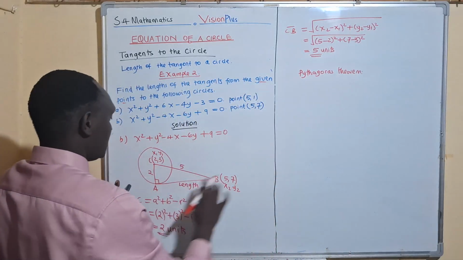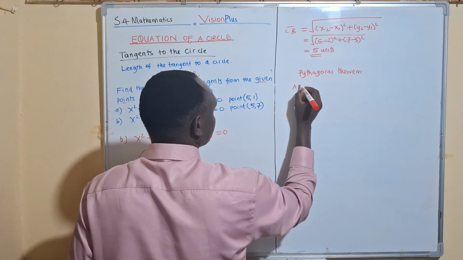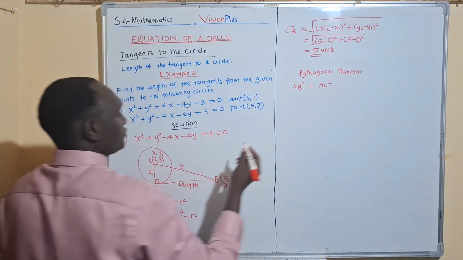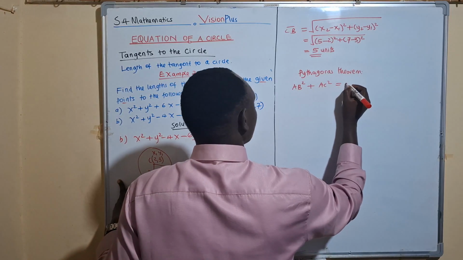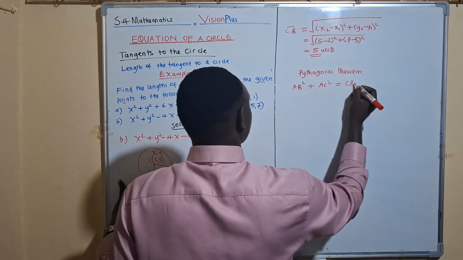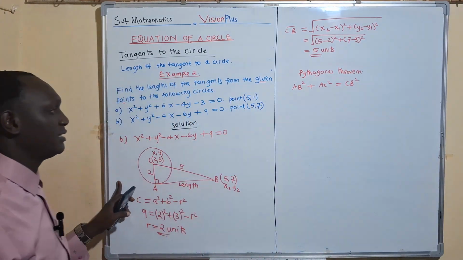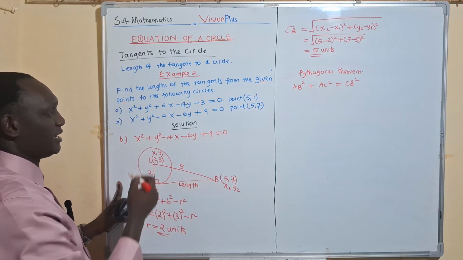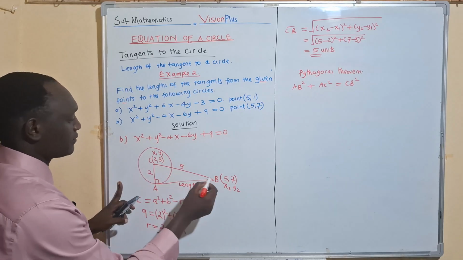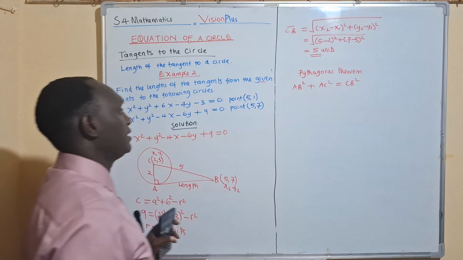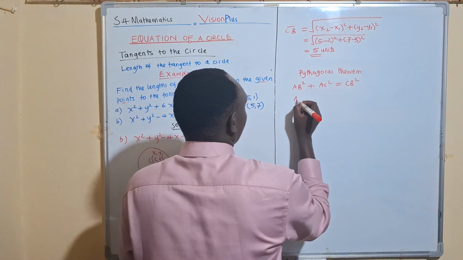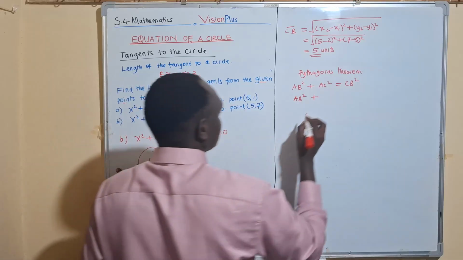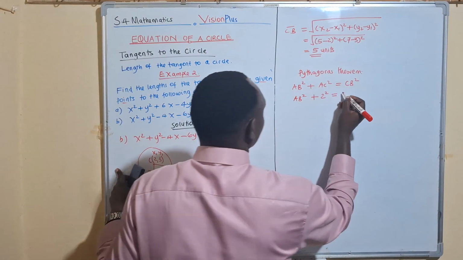which states that AB squared plus AC squared equals to CB squared. Okay, this formula depends on how you have put your points A, B, and C. As long as you are equating to the length of the longest side, it is correct. So we substitute. We are looking for AB, so there's no value for it, plus AC. AC is the radius, which is 2 squared, equals to CB.